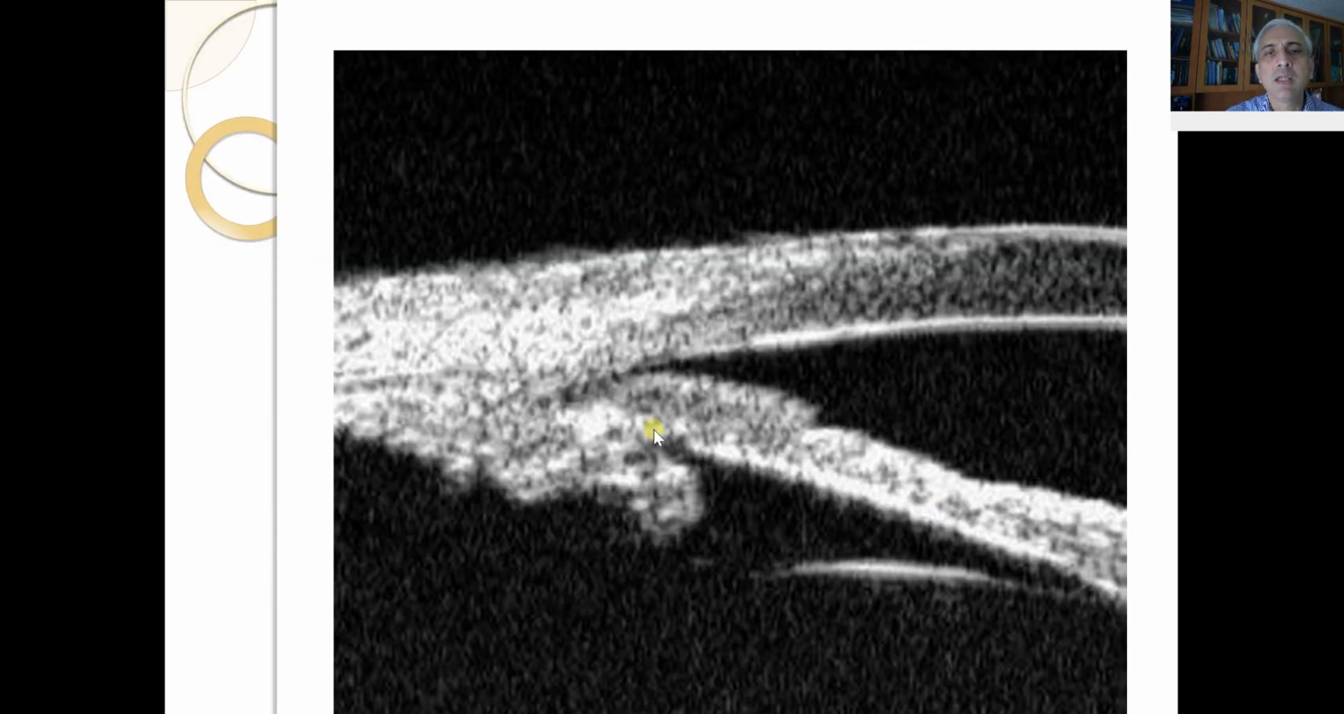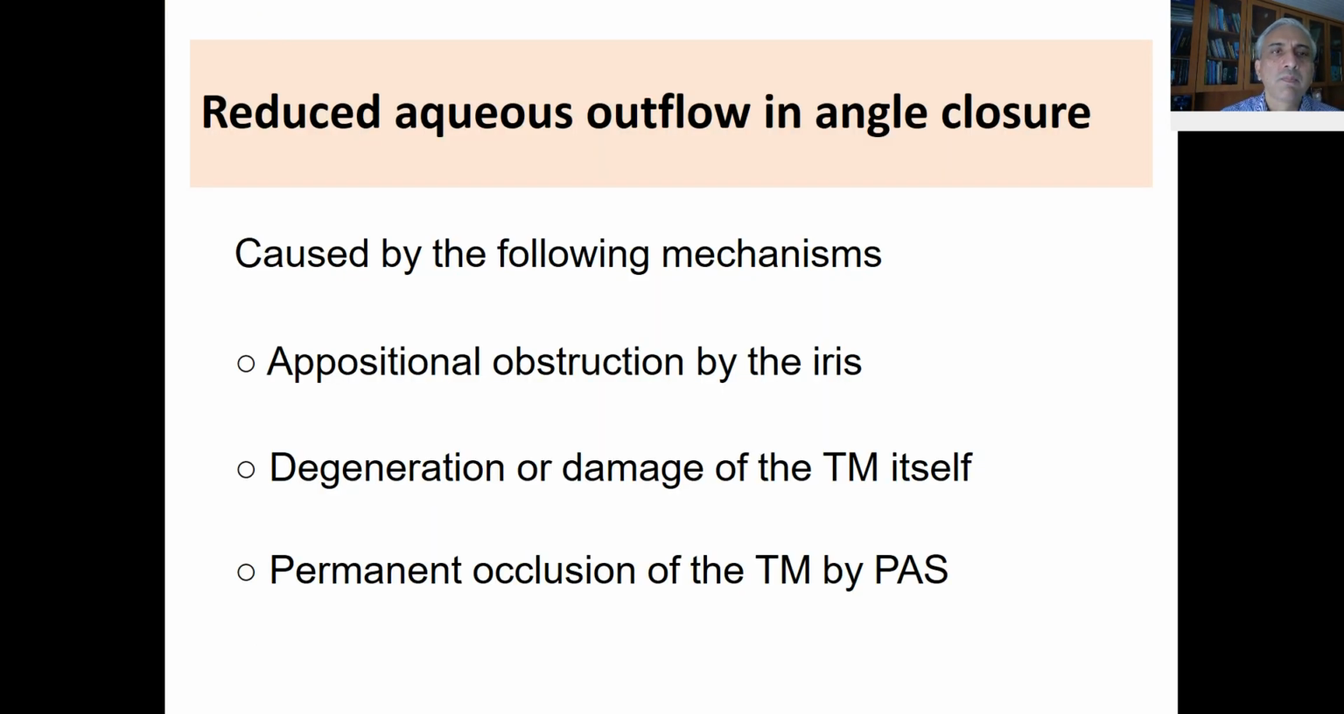Here you can see the iris is straight, but the origin is oblique, and this is the plateau. In order to make that plateau, the origin of the iris is moving forward. It is actually the root that moves forward, and that causes its apposition or angle occlusion.